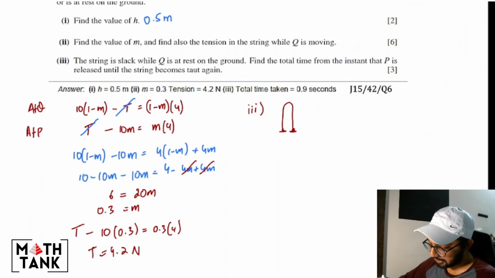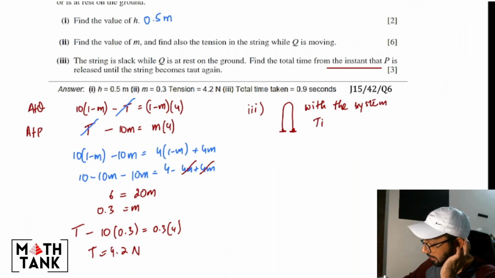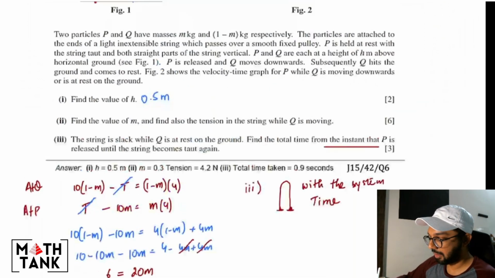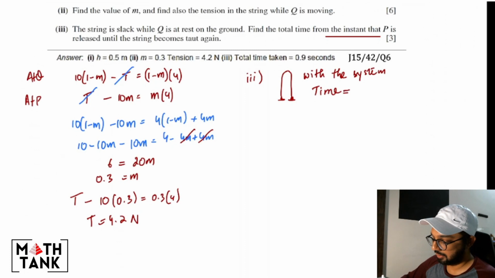Now my task is to find the total time from the instant that P is released, right from the starting point, until the string becomes taut again. So let's first talk about moving with the system. My time is basically 0.5 seconds. That's fairly simple. I don't really need to go on and calculate that.